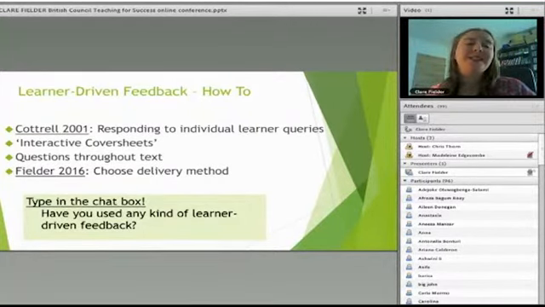Actually, the study's been published in ELT Journal, so you can read up on that. I'll give you the reference later. Let me look at a couple of studies. So this is the one about the interactive cover sheets.